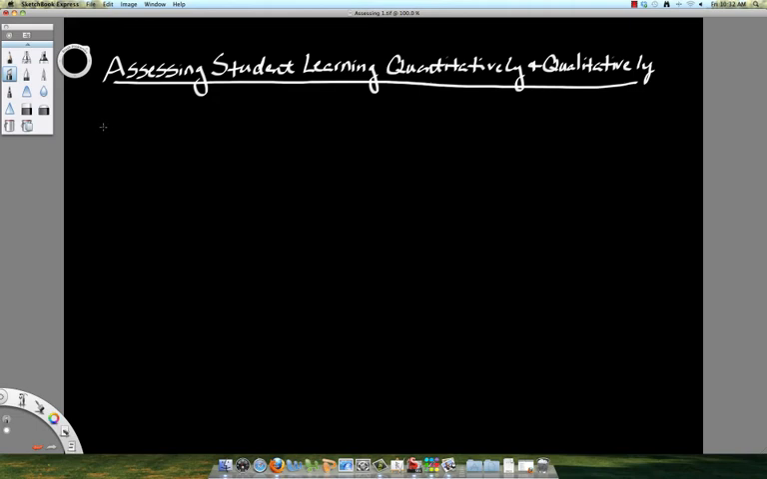Before we can assess students' tests, projects, and cooperative work, we need to understand the difference between quantitative and qualitative analysis. Most people are comfortable with the quantitative part, or at least they think they are. So let's start there.